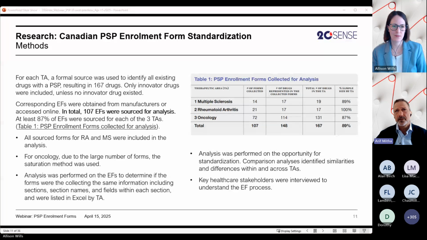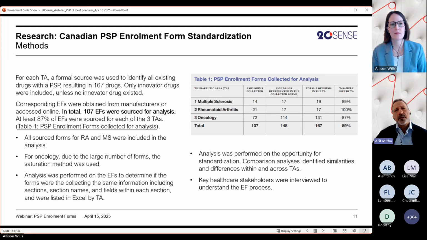I'll read the second line, rheumatoid arthritis, because you'll notice there's 17 drugs, and we have 21 forms. So also a drug can have multiple forms, 1 per indication. So in that case for RA, there were 21 forms. So overall, we had 107 forms of the 167 for all 3 therapeutic areas, 89% of the forms.